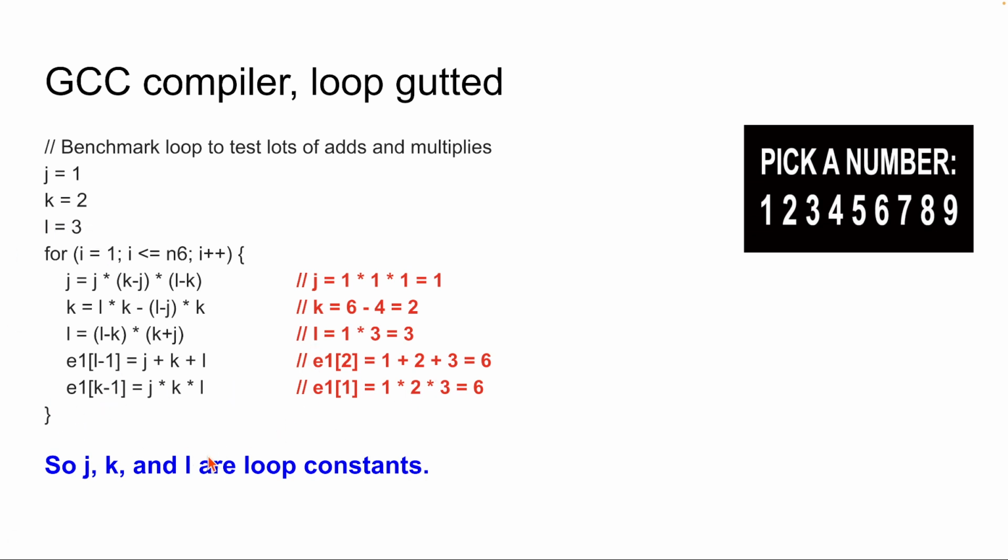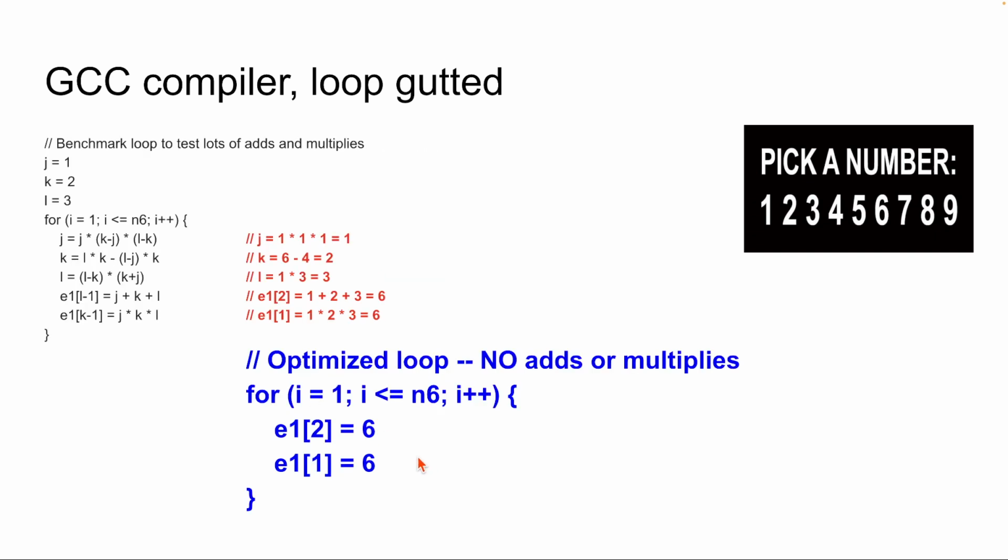And of course, j, k, and l are loop constants. And so the compiler can move these 3 lines back out of the loop entirely, at which time the loop simply becomes E1 sub 2 is 6, E1 sub 1 is 6. In fact, if the optimizer had done a little more work on constant subscripts and arrays, it might even have gotten rid of these. But there's nothing in this loop now that's measuring adds and multiplies.